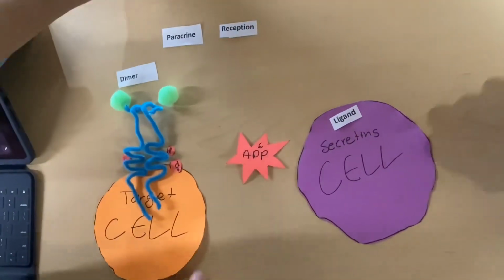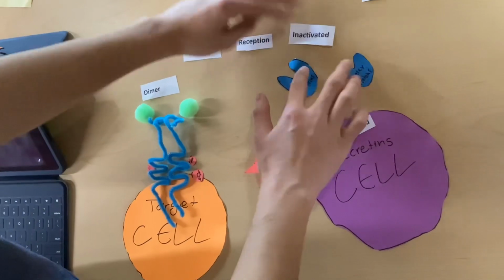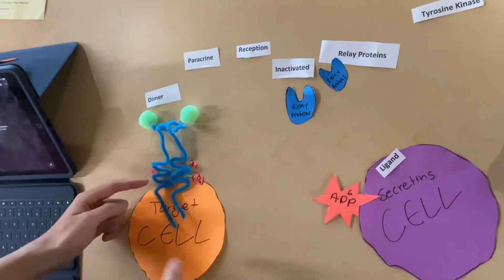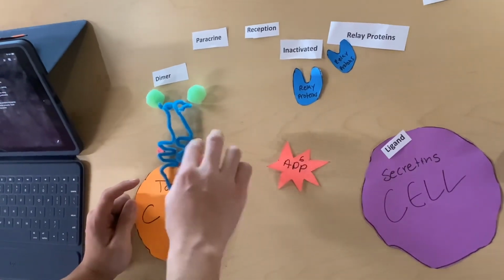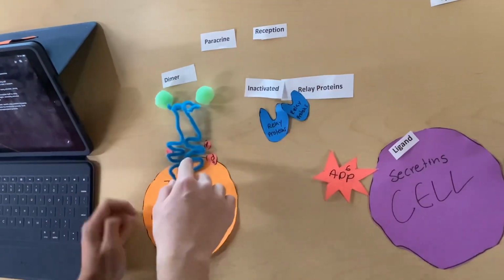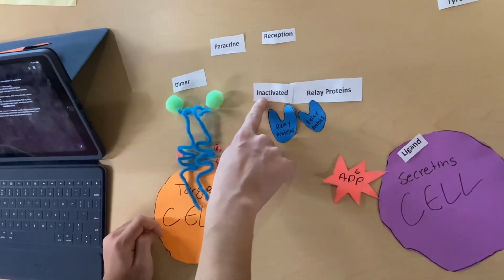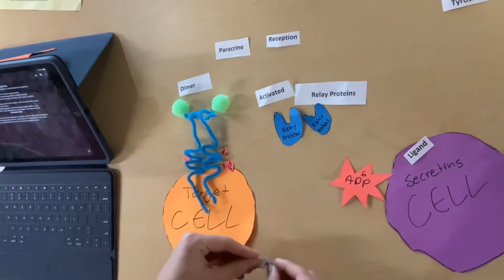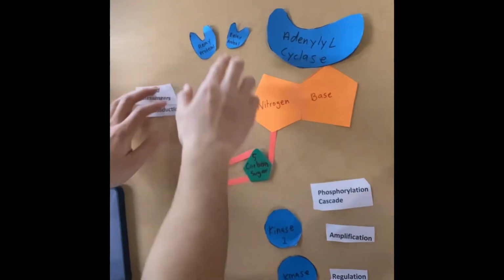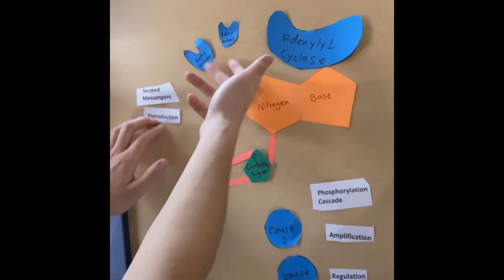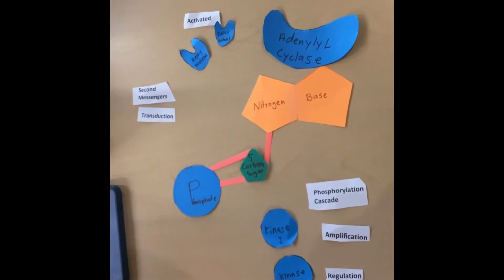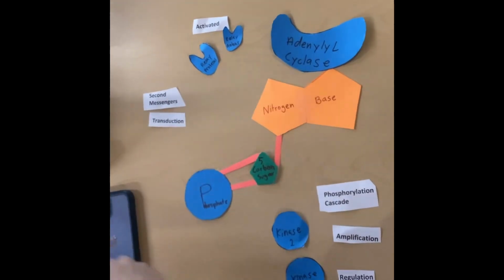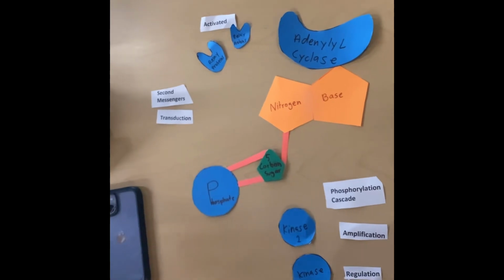And then after this happens, we have these inactivated relay proteins right here. Once the tyrosine kinase has been activated by the signaling molecules, they will then activate these relay proteins and turn them from inactivated to activated relay proteins. And so we left off with these two relay proteins getting into an activated form. Now, once these relay proteins are activated, when they recognize the tyrosine kinases, the transduction process now starts.